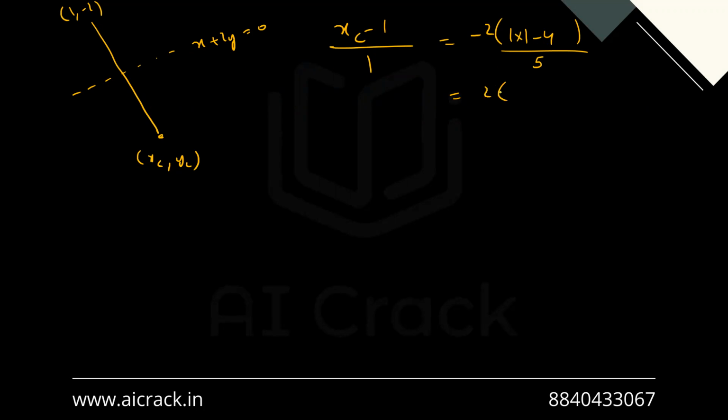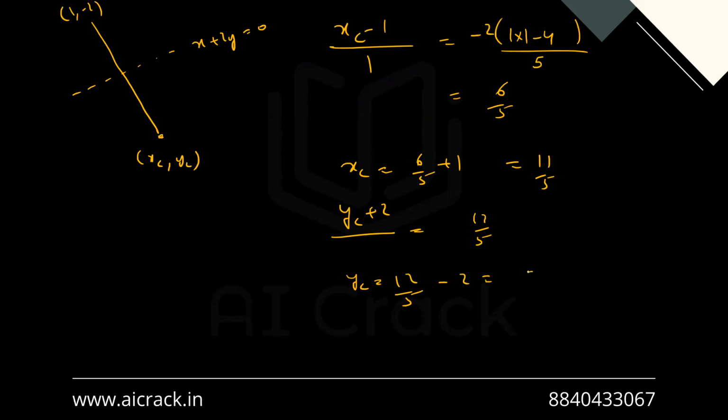So this cancels out, so basically it becomes 6 by 5. So xc equals 6 by 5 plus 1, so that would be 11 by 5. Similarly, (yc plus 2) divided by b, that is 2, equals 6 by 5. So that would give me this, this goes over there, that becomes 12 by 5, and yc equals 12 by 5 minus 2, that becomes 2 by 5, right?